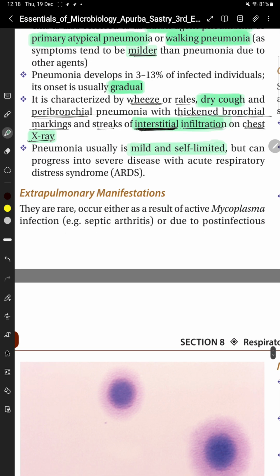The prognosis is good. Atypical pneumonia is usually mild and self-limited, but in some cases it may progress to severe disease with ARDS, that is acute respiratory distress syndrome. In some cases only it can progress to acute respiratory distress syndrome.